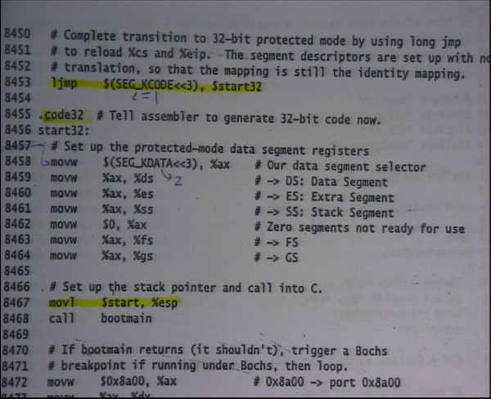Also recall that the last 2 bits of the CS register were meant to indicate the privilege level. In this case, when I am shifting it by 3, the last 2 bits are 0, and so I am still executing in privilege level 0. All right, so I load up all the segment registers, just like before, but this time with a different value, seg k data, which is 2 shifted left by 3.